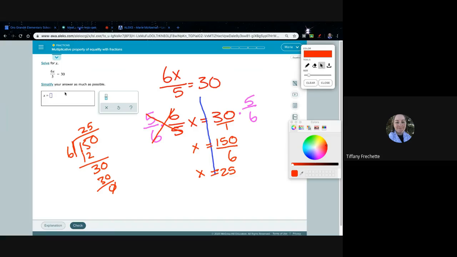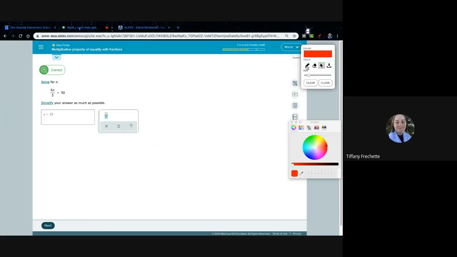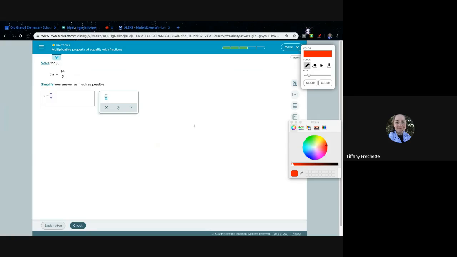All right, so 25. So I'm hoping the fractions aren't too bad once you see them. Again, the whole point is to just undo what's being done. So if we have a fraction, we're multiplying and dividing at the same time. That's all it means.